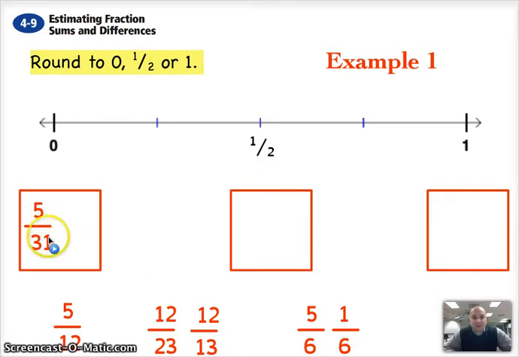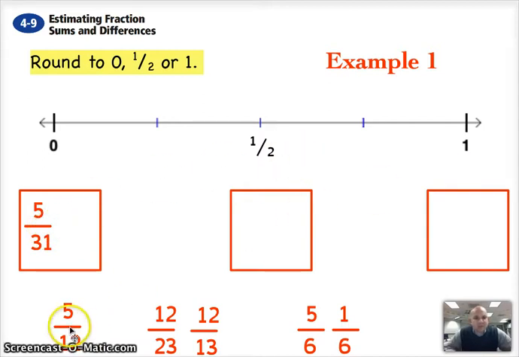5 is definitely very far away from 31. So 5/31 is closer to 0. In fact, how far is it away from 1? Well, it's 26/31 away from 1, so that's a long way.